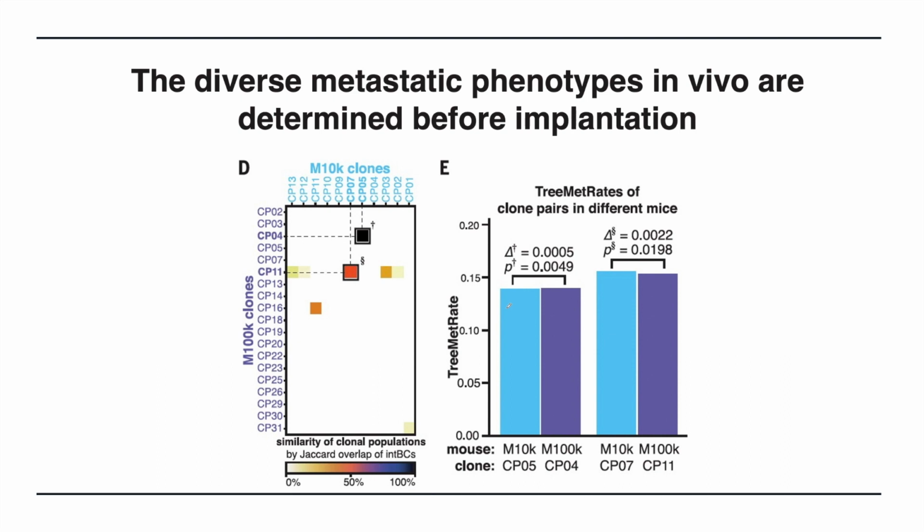They picked the clones that exhibit highly similar identity in 2 mouse models and checked their met rate. They found that the rate is highly similar, indicating that although the metastatic phenotypes of clones are diverse, such property is inherited in vivo and determined even before implantation.